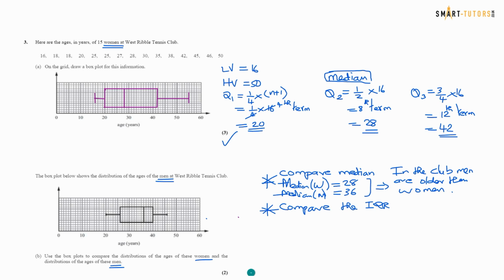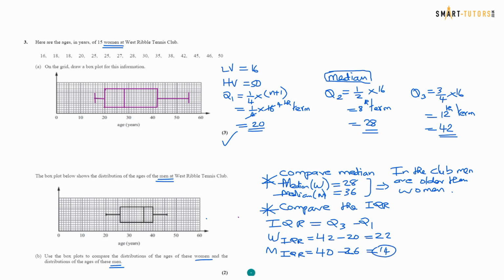The next one, compare the IQR. IQR stands for interquartile range, which can be calculated by Q3 minus Q1. So for the women, I put W IQR, which means women's IQR. I can say 42 take away 20, so 42 take away 20 is 22. And men's IQR equals 40 take away 26, so 40 take away 26 means 14.